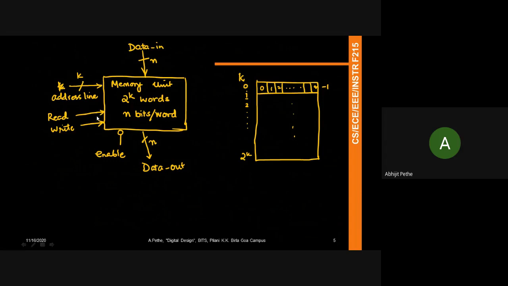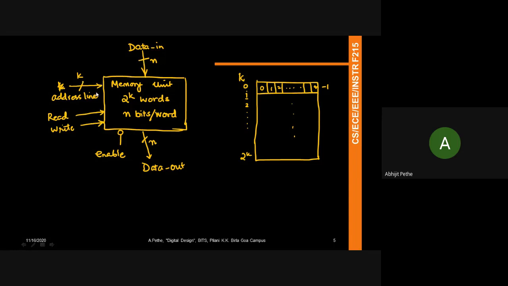if I'm reading from the memory, then I don't have to see what is on data in. When I'm reading from the memory, what am I doing? I'm going to give it an address and I'm going to expect some data in the output, right? There I don't have to consider what's happening in data in. Whereas when I'm writing into the memory, what am I going to do? For writing, I need to have an address and I need to have a data in.